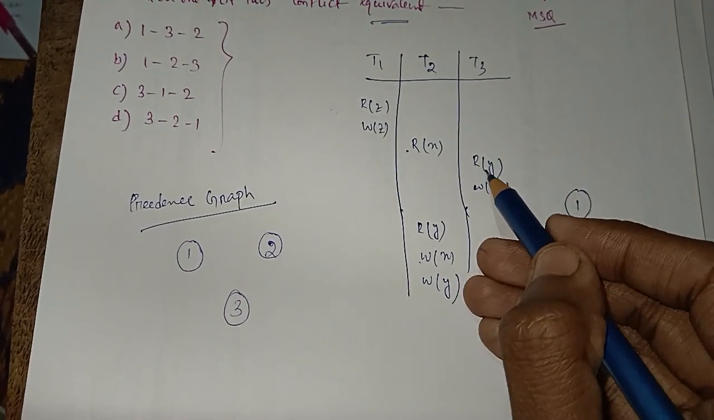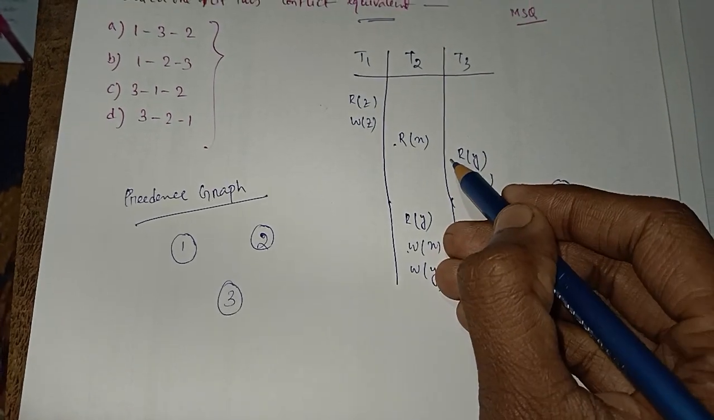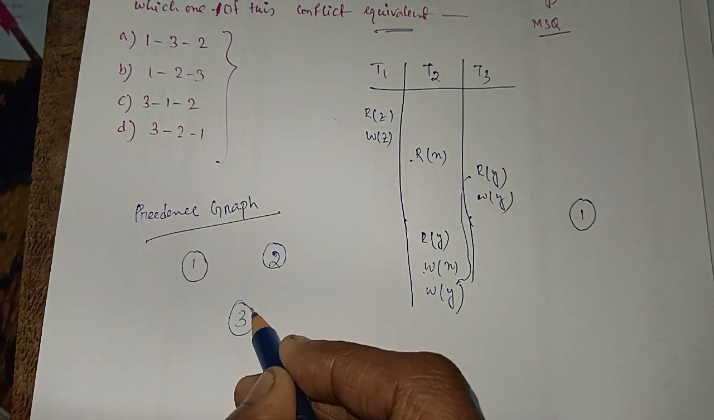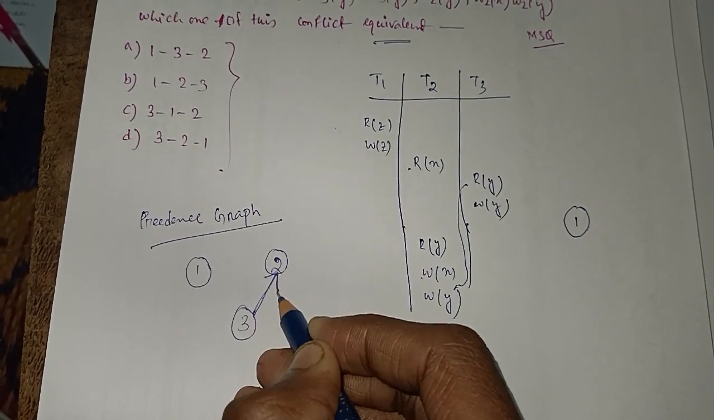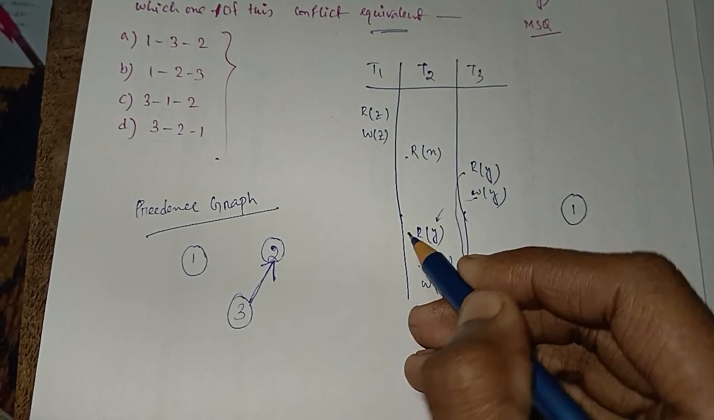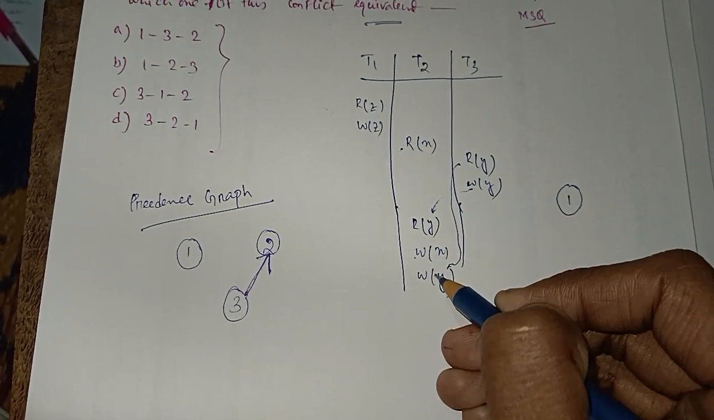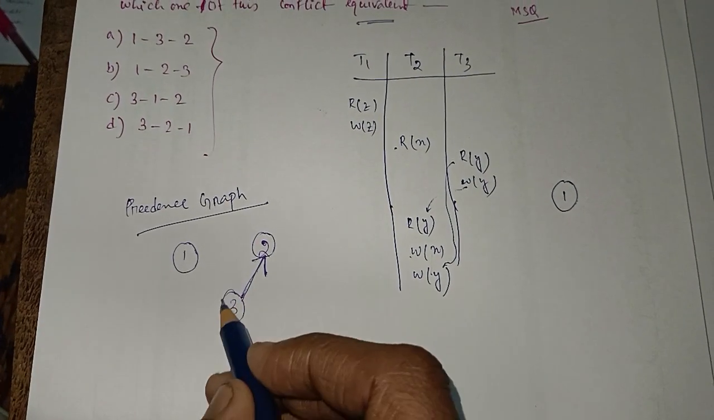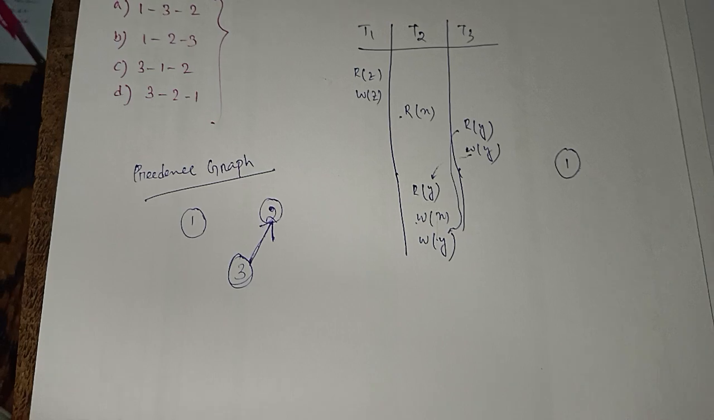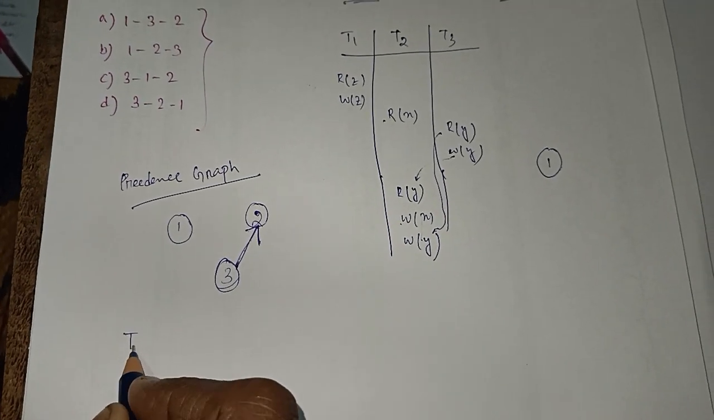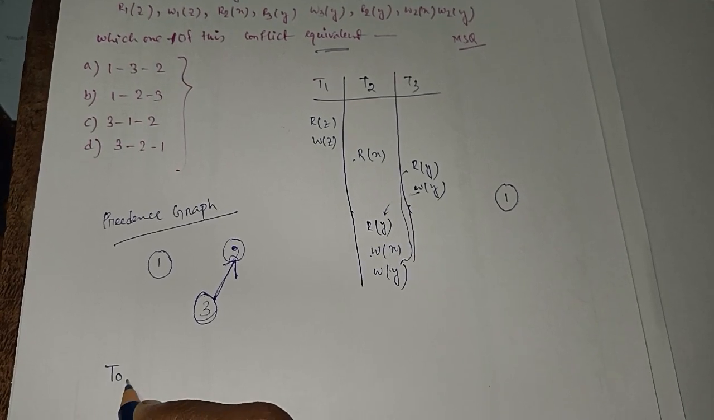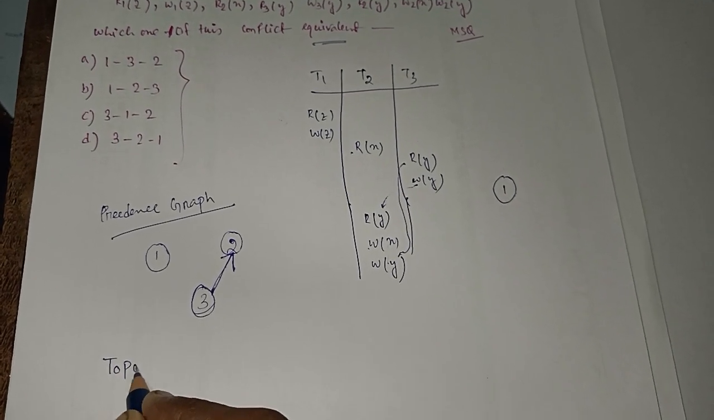So R of Y conflicts with T3's operation on Y. So T3 to T2 is a conflict, and W2 is also a conflict. So we get that T3 is conflicting with T2. There is no other conflict. To find the scheduling order, we have to use the topological sort.